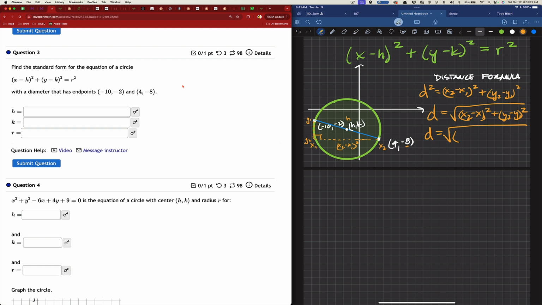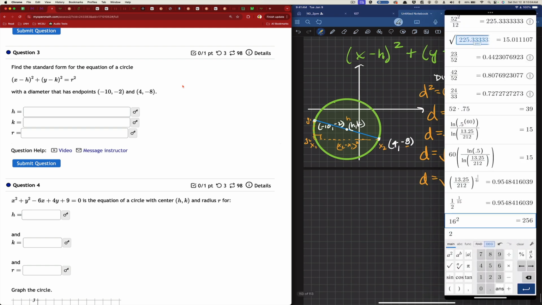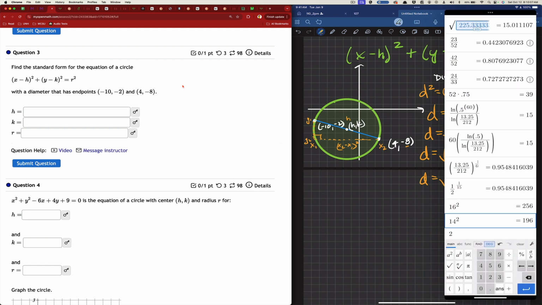So I'm going to substitute some x's in there. I'm going to choose this as x2, so that's 4 minus -10 squared plus y2 is -8 minus -2, that quantity squared. And so I get 4 plus 10 squared plus -8 plus 2, which is -6 squared. And so I get 14 squared plus 36. And 14 squared is 196, I want to say. Yep, 196.